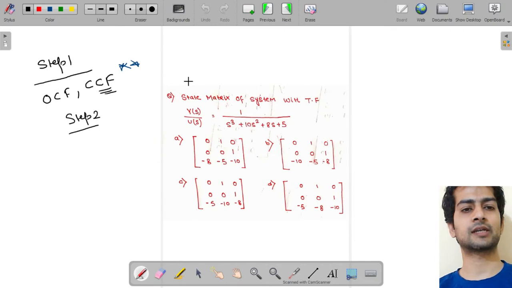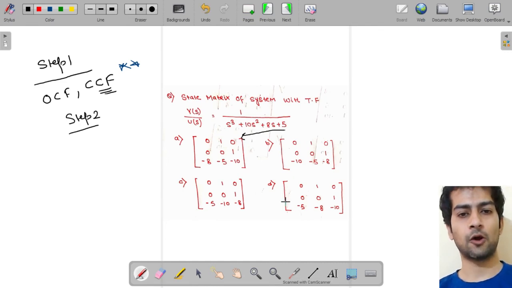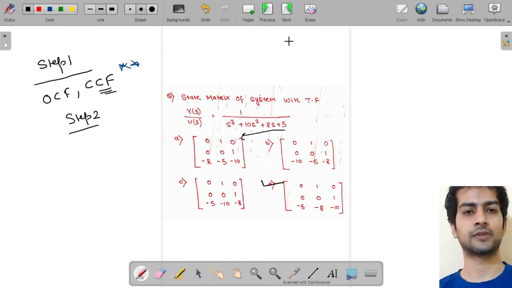Then coming to the second step, that is to identify the exact answer. I told you that for the last row, we take the coefficients of the denominator in reverse order with negative polarity. So see, only option D is matching: -5, -8, -10. This is matching. Okay, I hope it is clear.